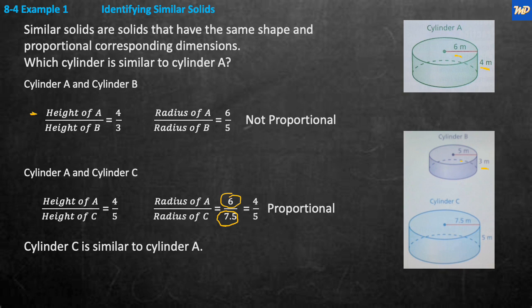Yes it is, because if you double both of these, you have 12 fifteenths, and 12 fifteenths can be brought down to 4/5, because you can divide both by 3 and get 4/5. So it's proportional. Cylinder C is similar to cylinder A. They're not the same size, but proportion-wise, they're the same. One's twice as big, or 3 times as big, or half as big, but it's the same construction.